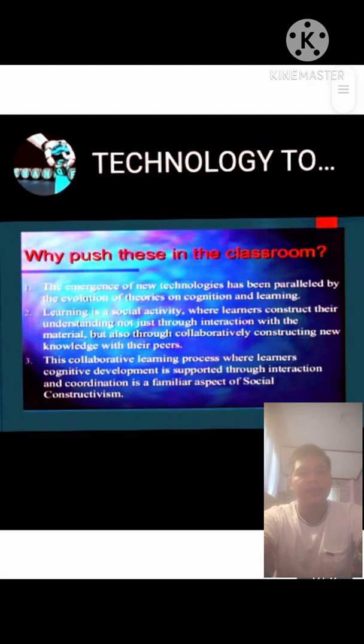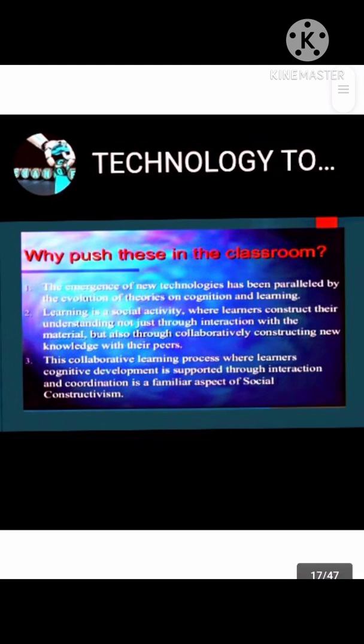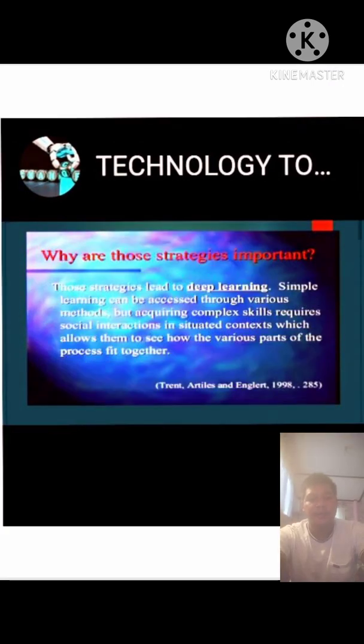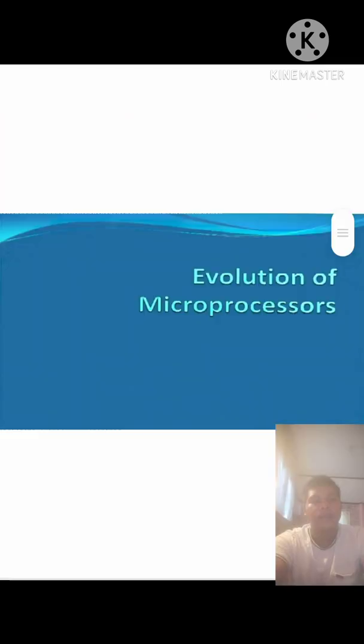We need to push this in the classroom because the emergence of new technologies has been paralleled by the evolution of theories on cognition and learning. Why are those strategies important? Simple learning can be accessed through various methods, but acquiring complex skills requires social interactions in situated contexts which allow them to see how the various parts of the process fit together.